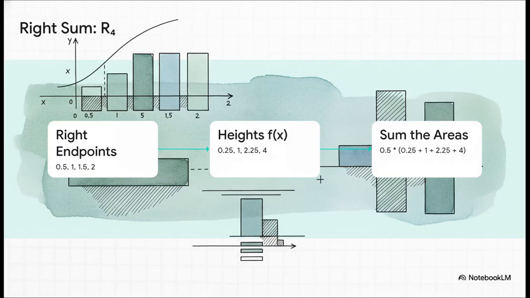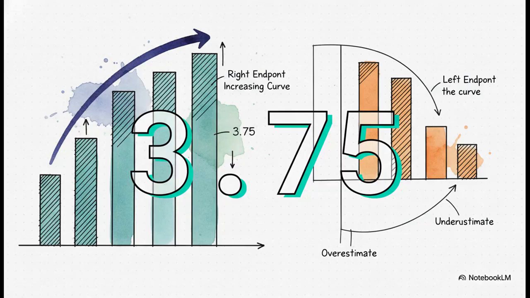Okay, now let's run it back for the right sum. The width is still 0.5, that hasn't changed, but our right endpoints are now 0.5, 1, 1.5, and the final boundary 2. We do the same thing, get the heights of these points, add them up, and multiply by the width. And this time, we get 3.75.